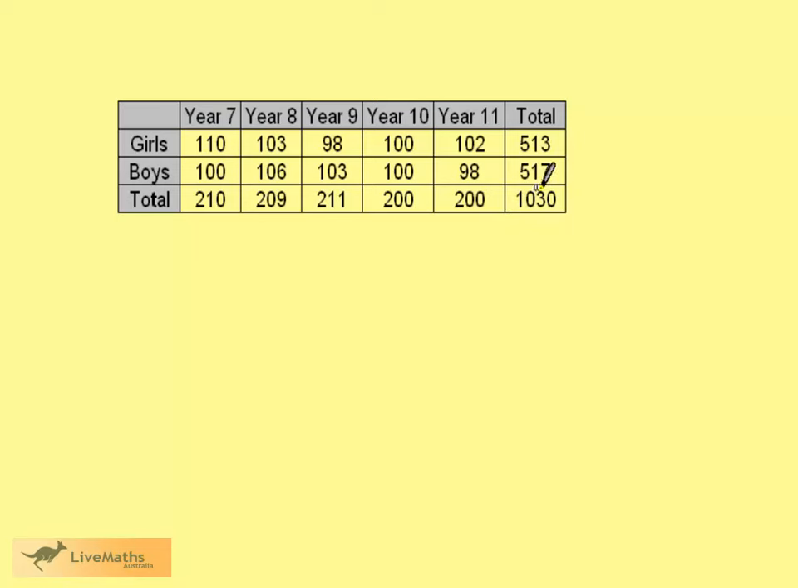We have a total of 1,030 pupils in the school. If we want a 10% sample, that means we're going to need 10% of 1,030, which is 103 pupils in our sample.